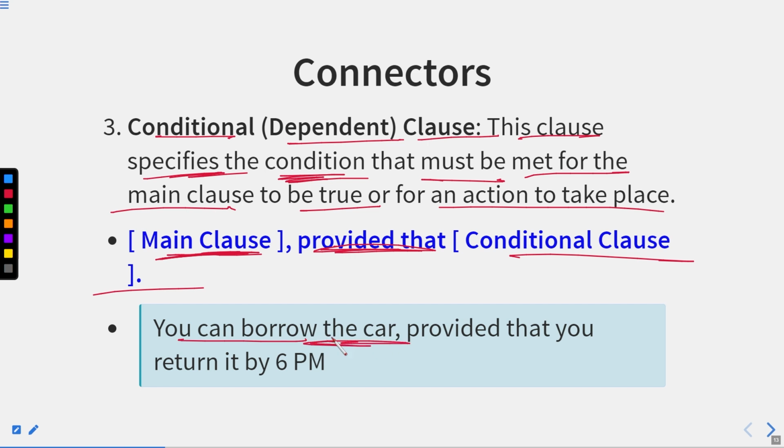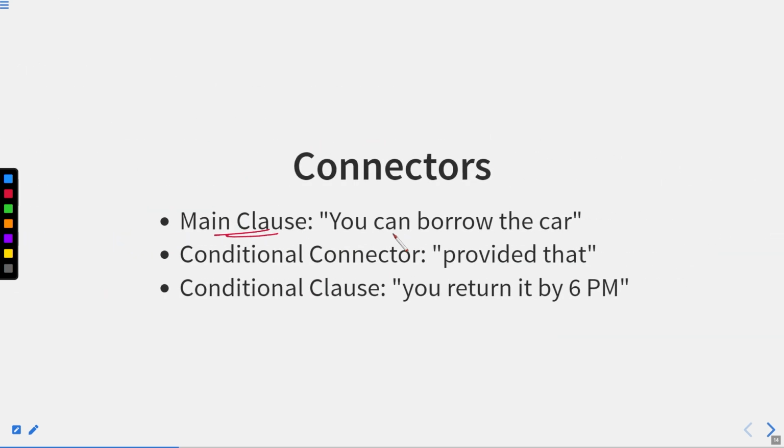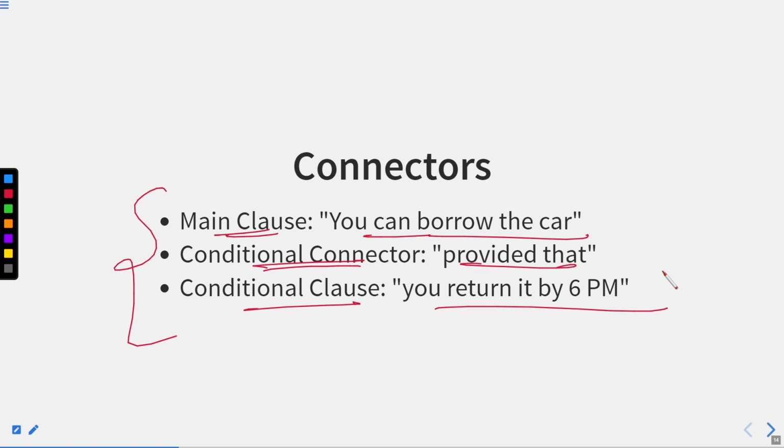You can borrow the car. This can happen, but provided that you return it by 6 p.m. It means only on one condition, that you will return it by 6 p.m., before 6 p.m. Now, the main clause consists of you can borrow the car, the conditional connector provided that, and the conditional clause you return it by 6 p.m. So these three combine to make the sentence complete.